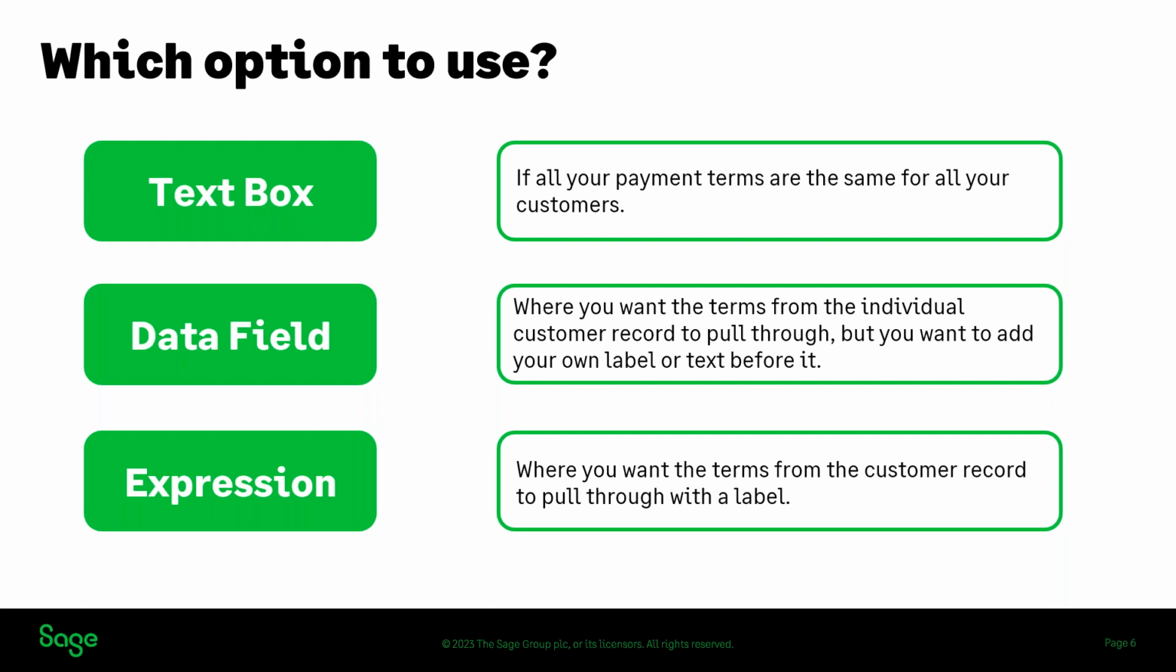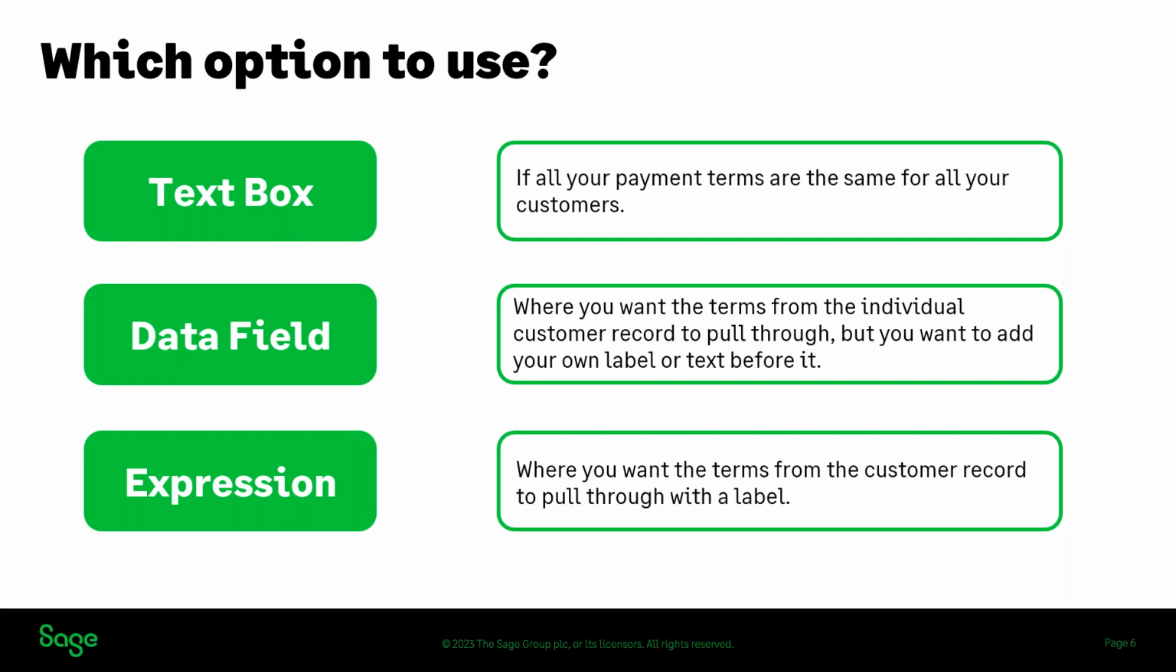If you've got different payment terms for different customers, you might want to use a data field. So that might be where you want the terms of the individual customer record to pull through, but you want to add your own label or text before the actual data field. And then expression, that might be where you want the terms of the customer record to pull through with a label, so you don't have to add in that extra text box. So let's move on to the demonstration and let's have a look at how these three options look.